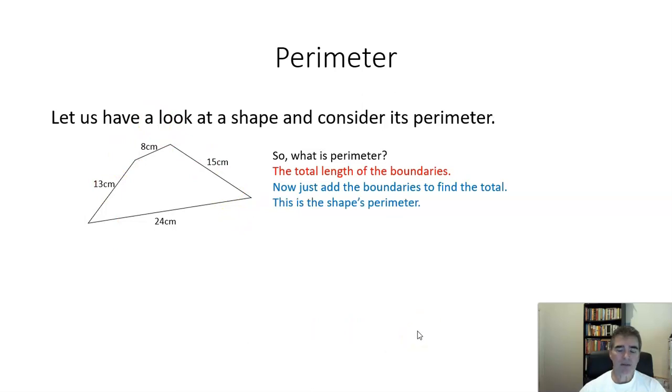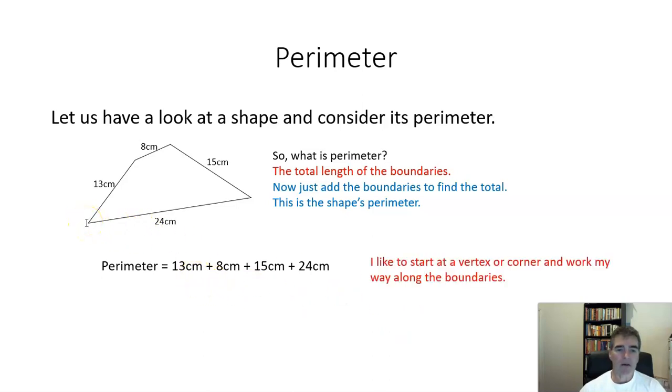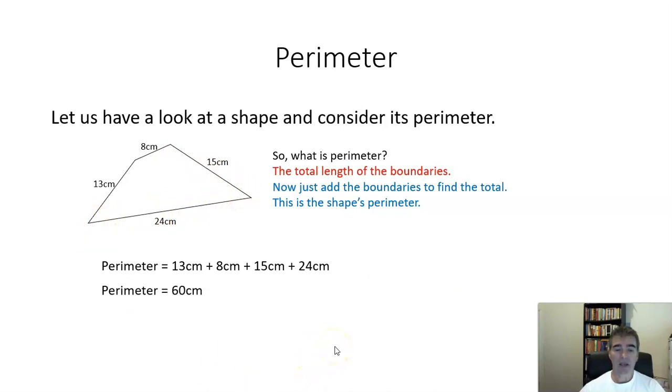Now when I do this to find that shape's perimeter, I tend to start at a vertex or a corner, and then I work my way around. I find that easier so that I don't miss any sides. So in this case, I've started here at this vertex and I've gone 13 centimeters plus 8 centimeters plus 15 centimeters, and then finally plus 24 centimeters to get back to where I started. And then once we've done that, we just add those up and we've found the perimeter of that particular shape, which is 60 centimeters.